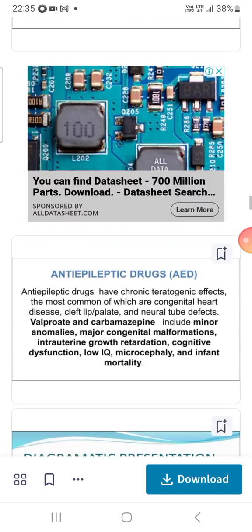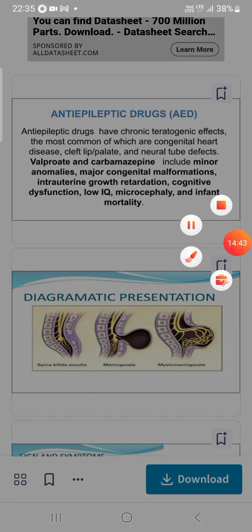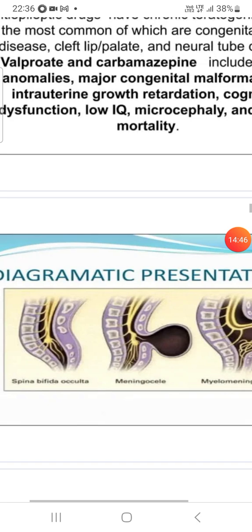And the next one, obese women and anti-epileptic drugs. There are also some genetic characters and some other problems mentioned. Go with at least 3 or 4 points, that's enough. Okay, this is the diagrammatic representation.